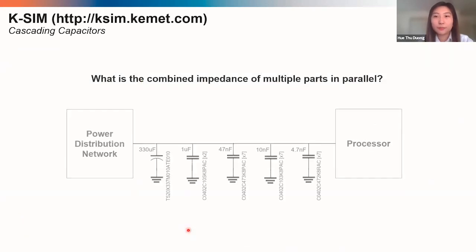So this is basically an overview of what we've just done in that previous example. Our goal was to match the impedance of the processor and decouple the power distribution network. What we did was took that initial 330 microfarad part and added lower capacitance value parts in order to lower the impedance at the upper frequency bound, as well as keeping in mind anti-resonant points.